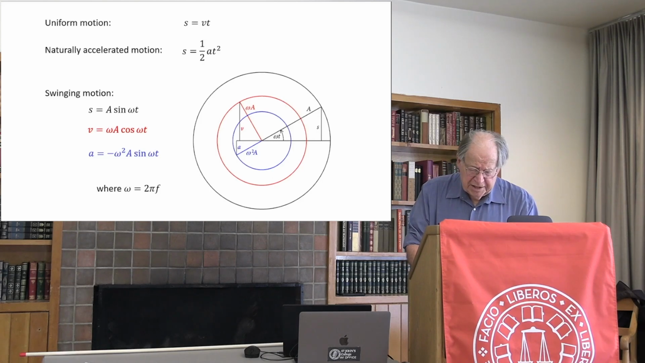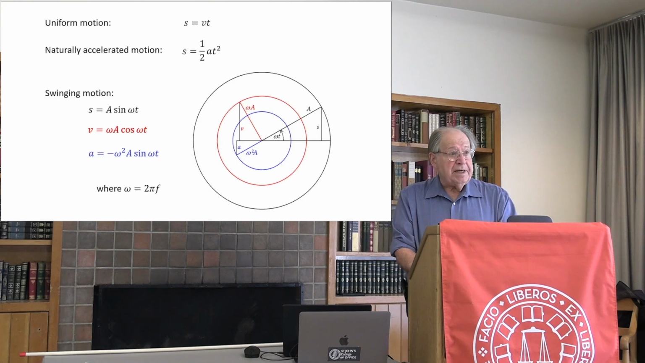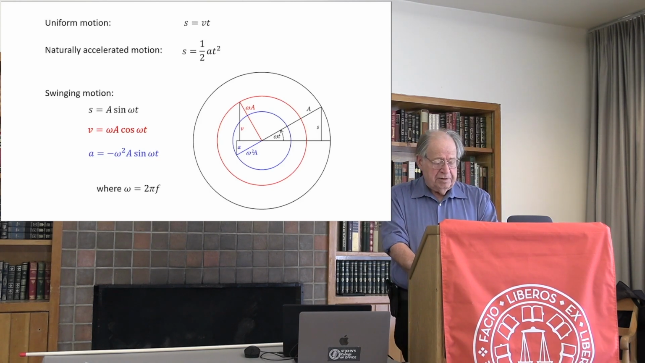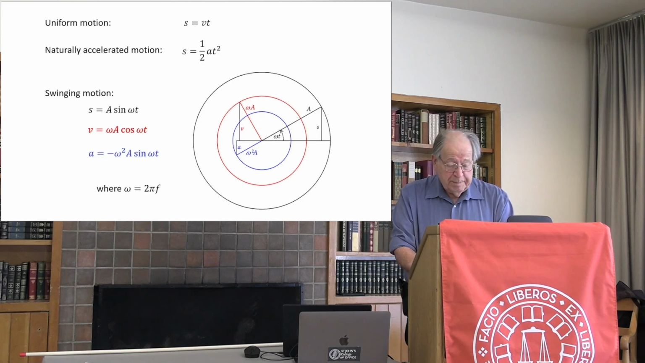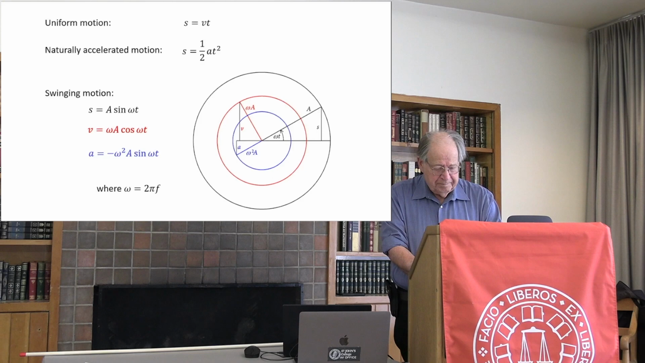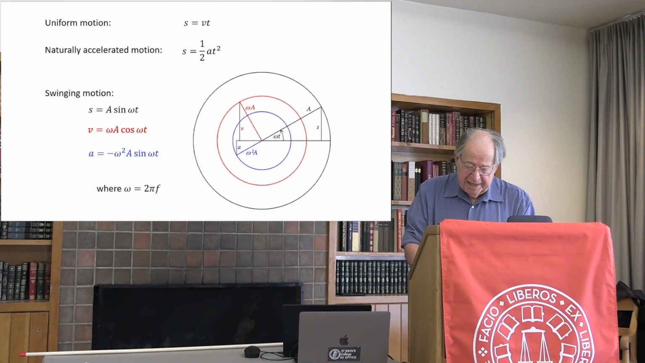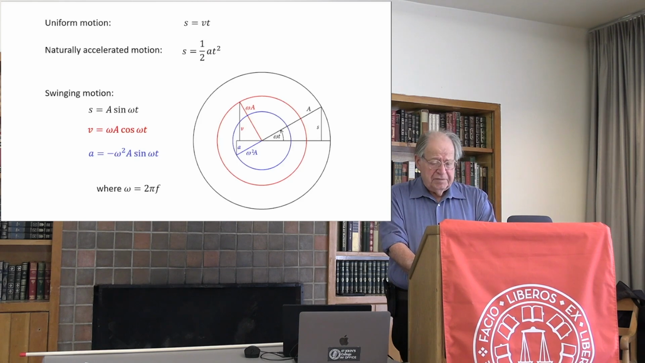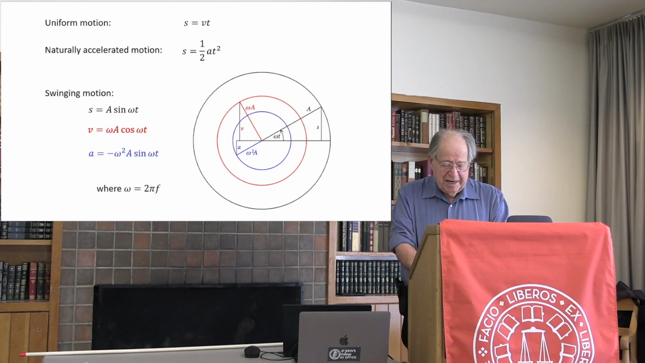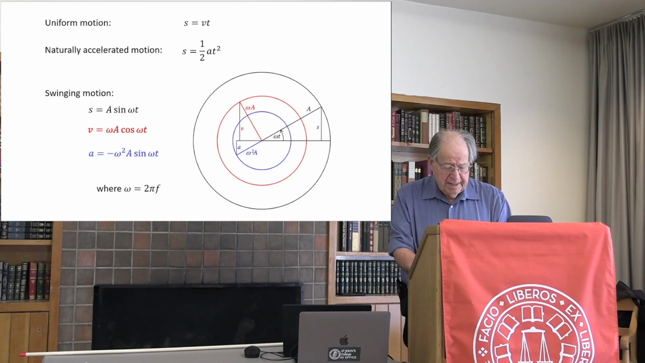And for acceleration, A equals minus omega squared A sine omega t. In these equations, capital A is the maximum extent of the swing, its peak value, typically called the amplitude of the swing, and omega is the speed of rotation of the threefold circle. Similarly, omega A is the peak value or amplitude of the velocity, and omega squared A is the peak value or amplitude of the acceleration.